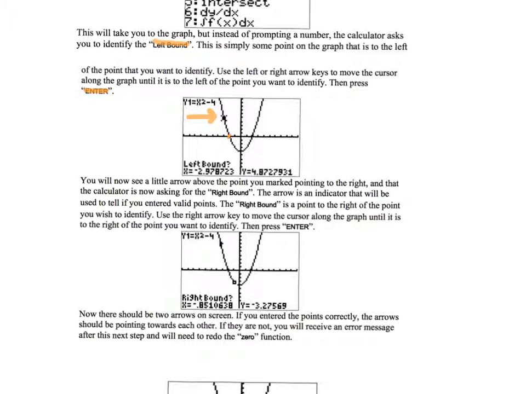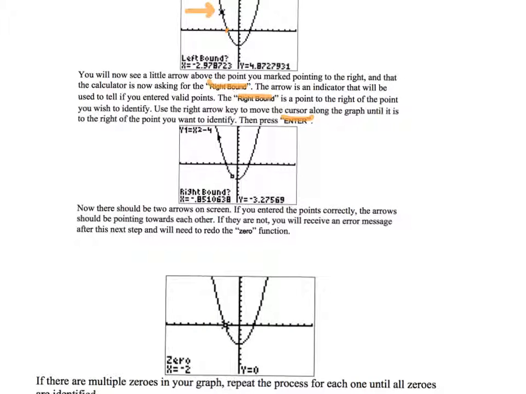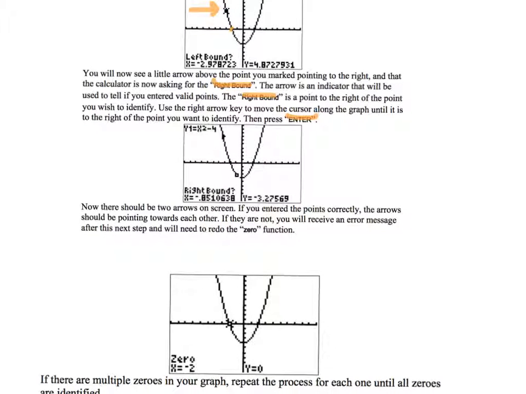You will now see a little arrow above the point you marked pointing to the right, and the calculator is now asking for the right bound. The arrow is an indicator that will be used to tell if you entered valid points. The right bound is a point to the right of the point you wish to identify. Use the right arrow to move the cursor along the graph until it is to the right of the point you want to identify. Then press enter. So as we look at the graph below, this is now the blinking cursor right there, and that's now to the right of this point right there that we want to find.